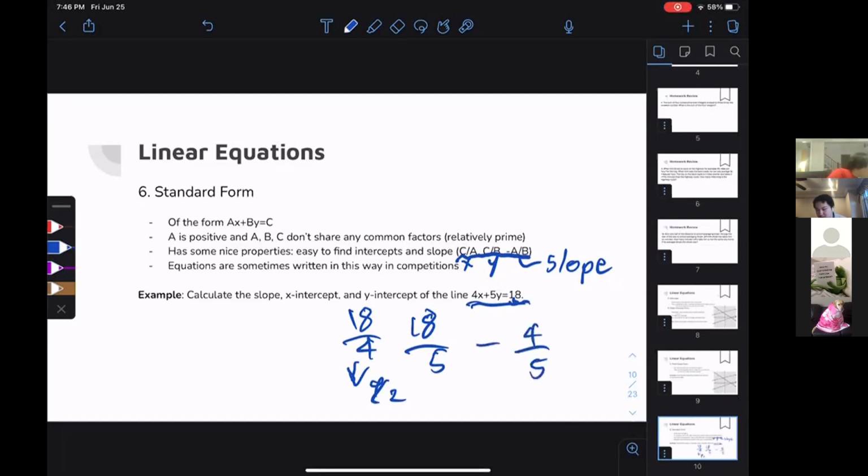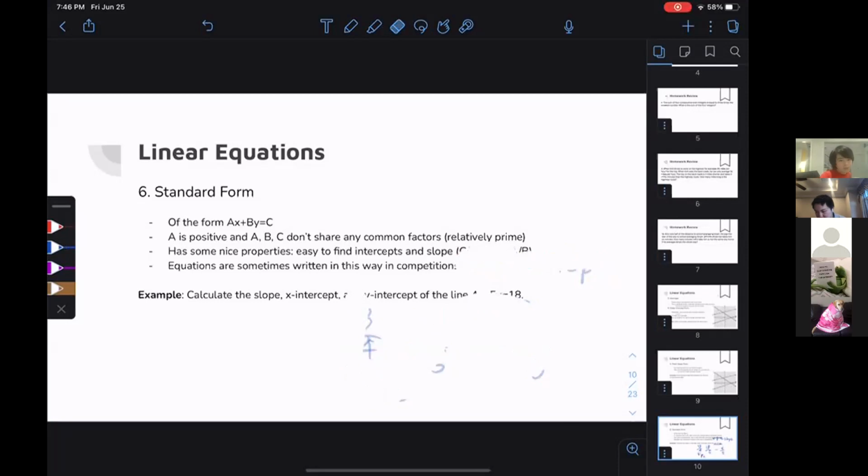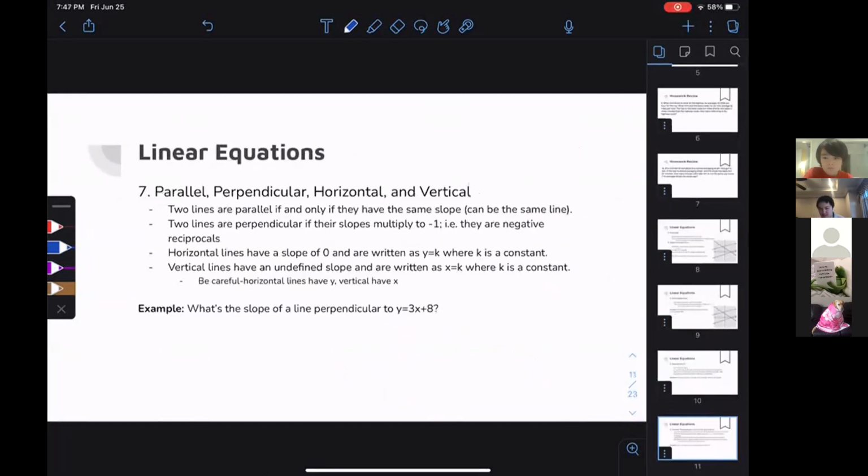And yeah, that's all there is to this form, really. Just remember the condition that a is positive, and none of the numbers a, b, and c share any common factors. But I don't really think this form is that useful in terms of solving problems. It's really just something you have to put in your answer at the final stage.